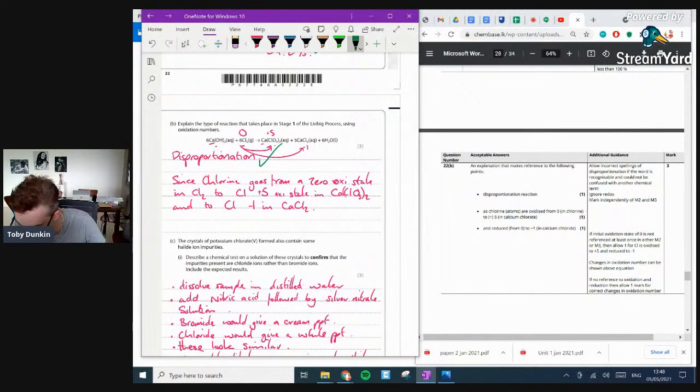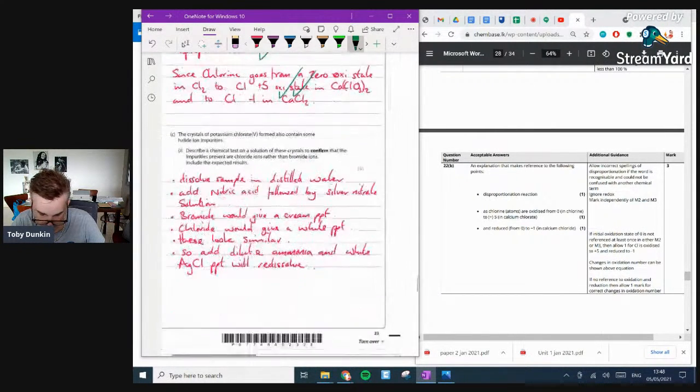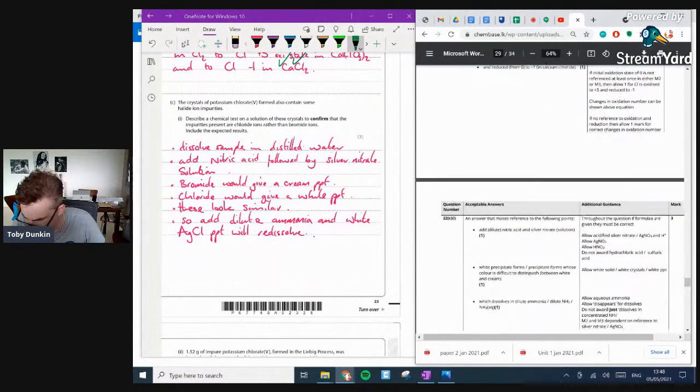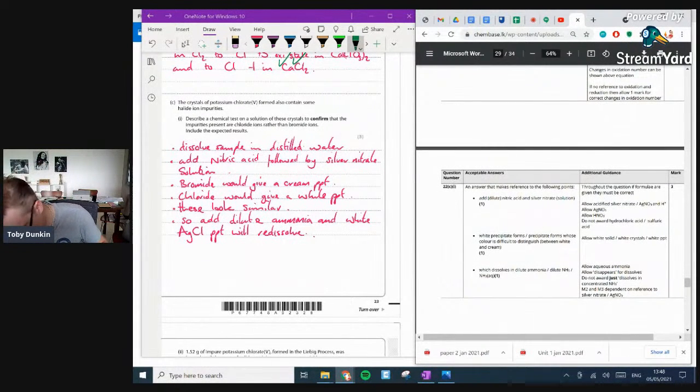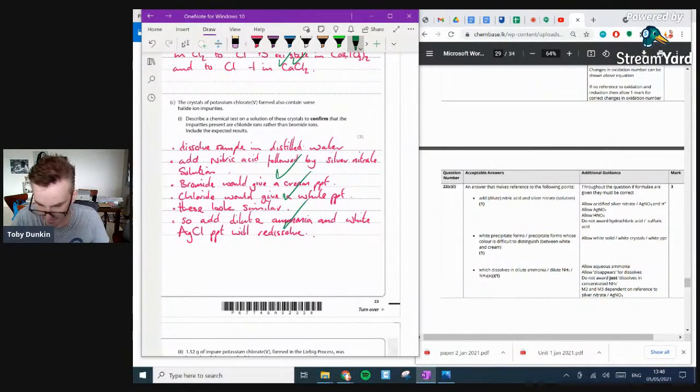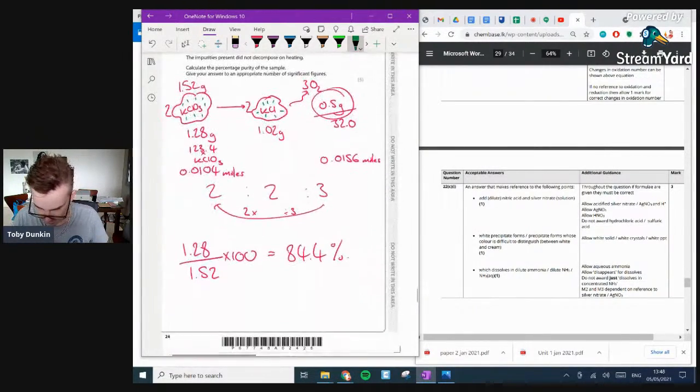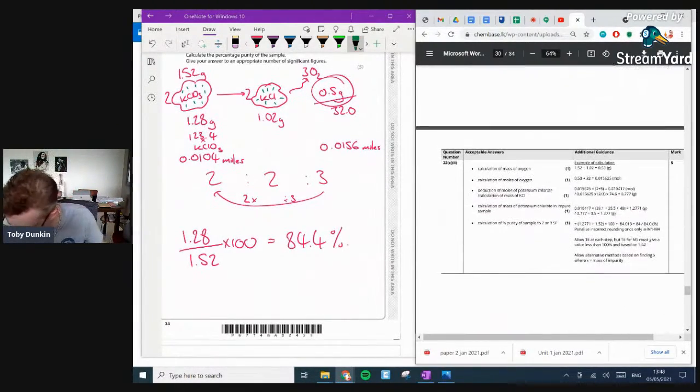Disproportionation. 0 to +5 and 0 to -1. Dissolve sample, add dilute nitric acid, precipitate forms, dissolve in dilute ammonia. This question was grim. AE 4.0%.